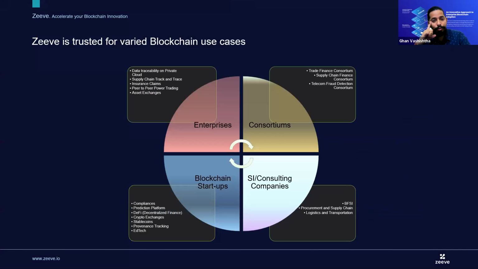So from this point forward, I will talk about what kind of use cases Zeeve would fit if you're using it to deploy. It would fit all sorts of enterprise use cases, consortium use cases, and blockchain startups, specifically because it's not just economic, but it is faster. And consulting companies are using it because it helps them quickly spin up POCs and then simply take those POCs to production as well.